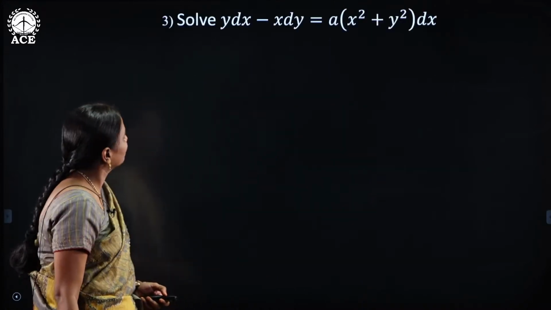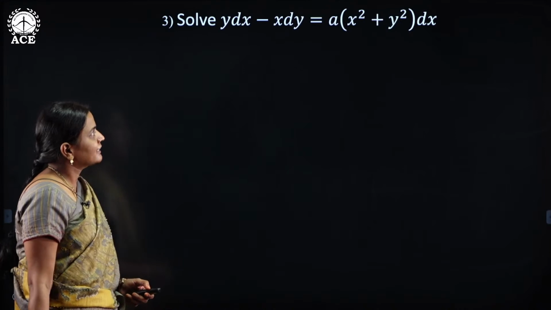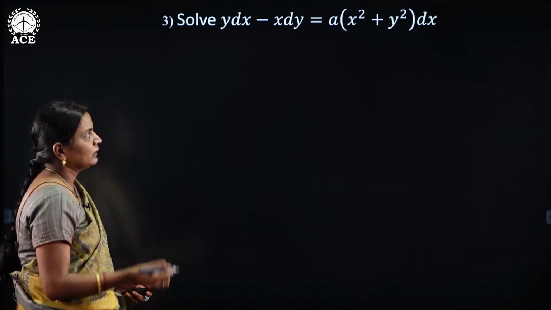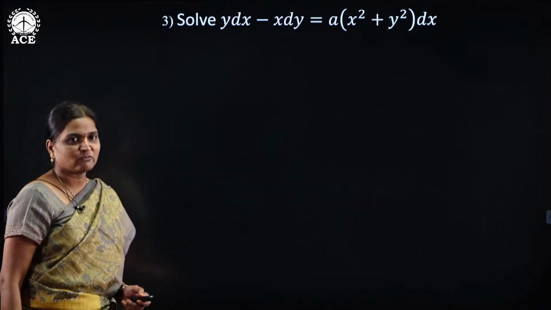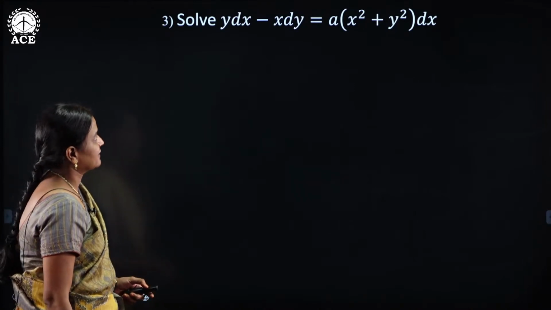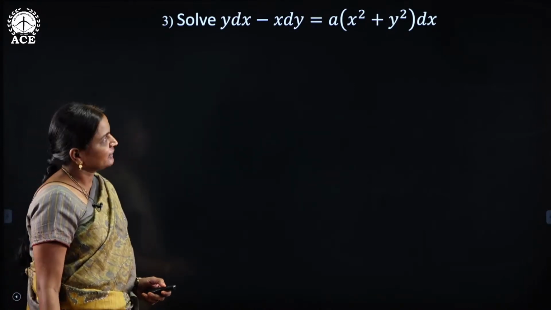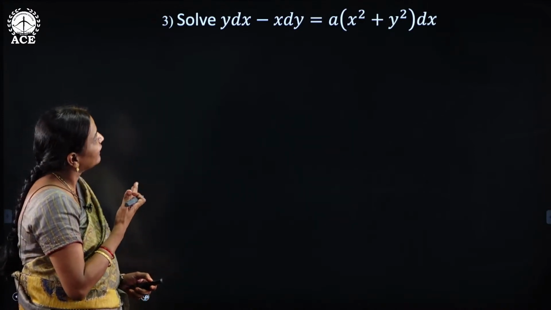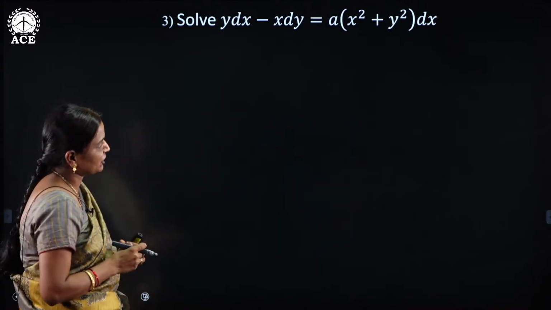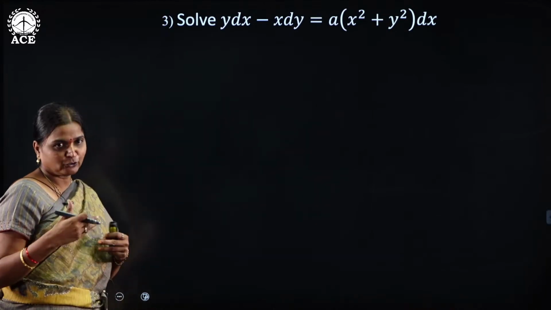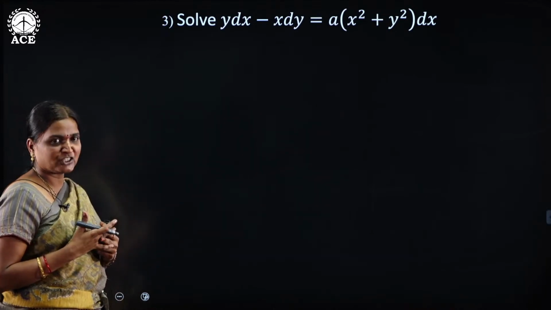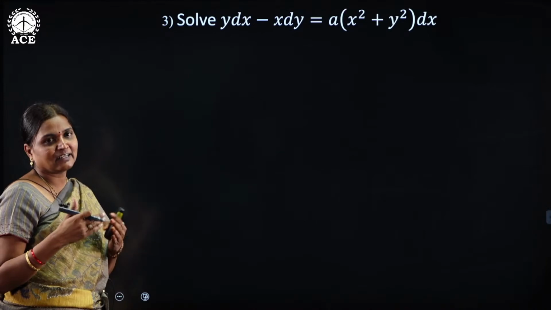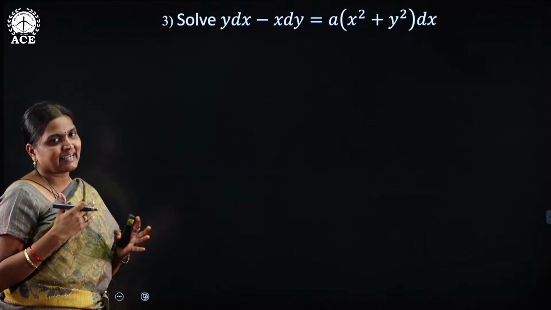Next question, solve y dx minus x dy is equal to a into x square plus y square into dx. So here no need to check the condition for exactness. Clearly here we can regroup the terms of the given differential equation. So how to regroup the terms? Recognize each group as an exact differential.